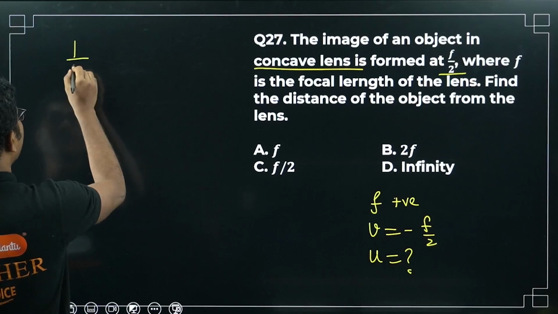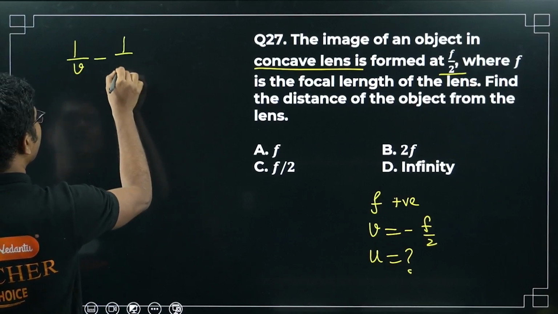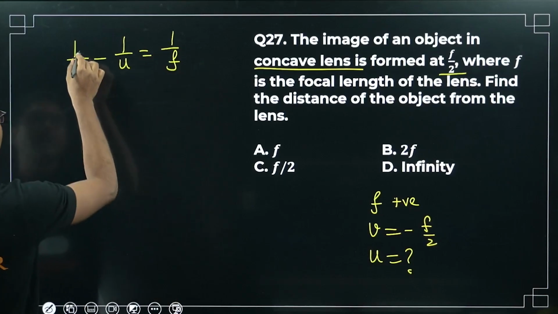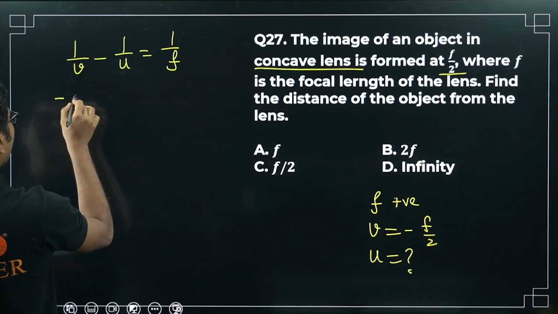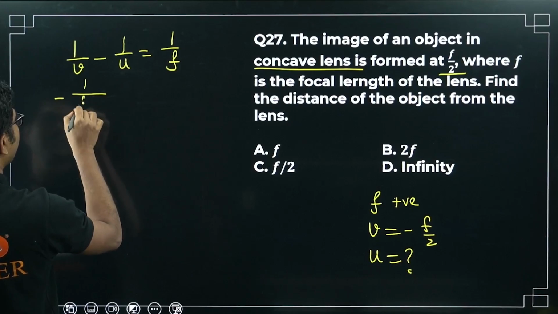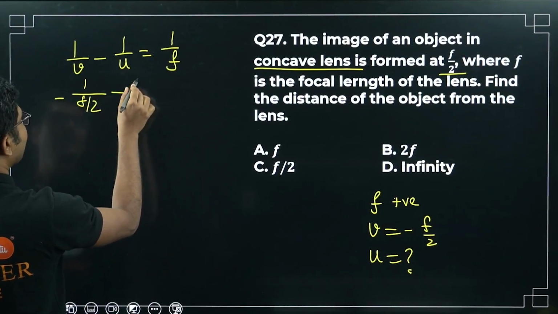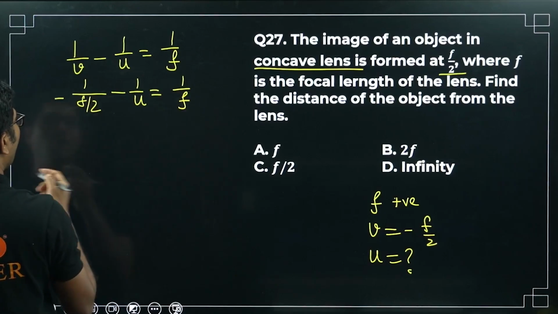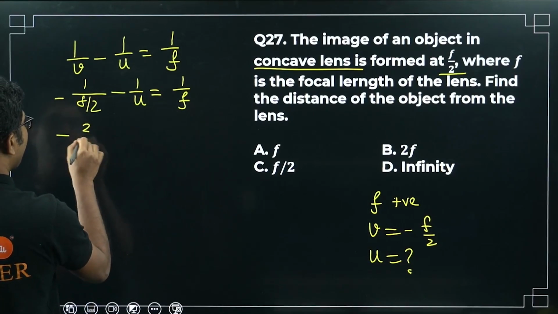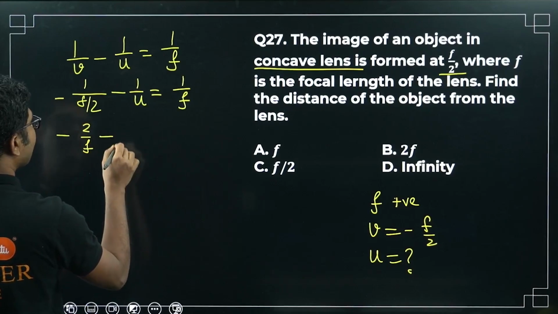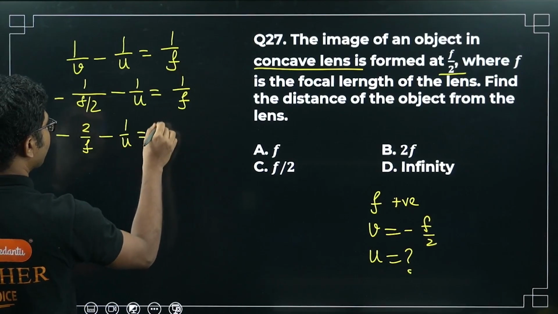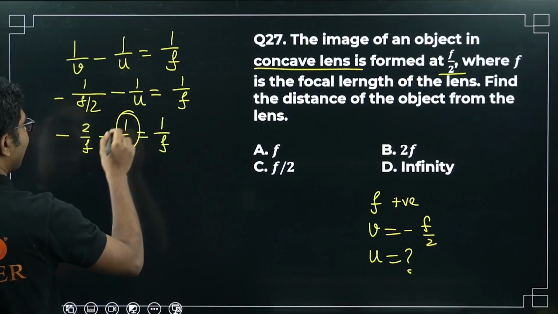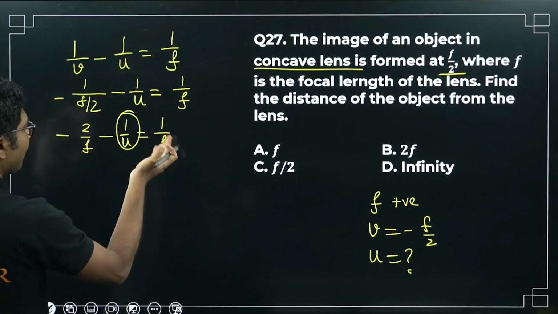Lens equation: 1 by v minus 1 by u equals 1 by f. Okay, so what is 1 by v? 1 by v is minus 2 by f, so minus 2 by f minus 1 by u equals 1 by f. We are trying to find 1 by u, so let us take this minus 1 by u to the other side and bring it to this side.